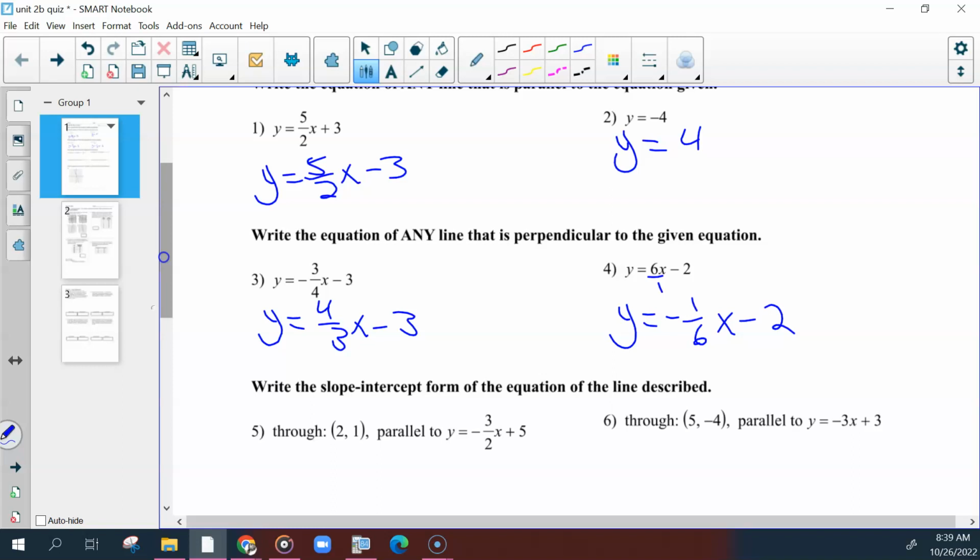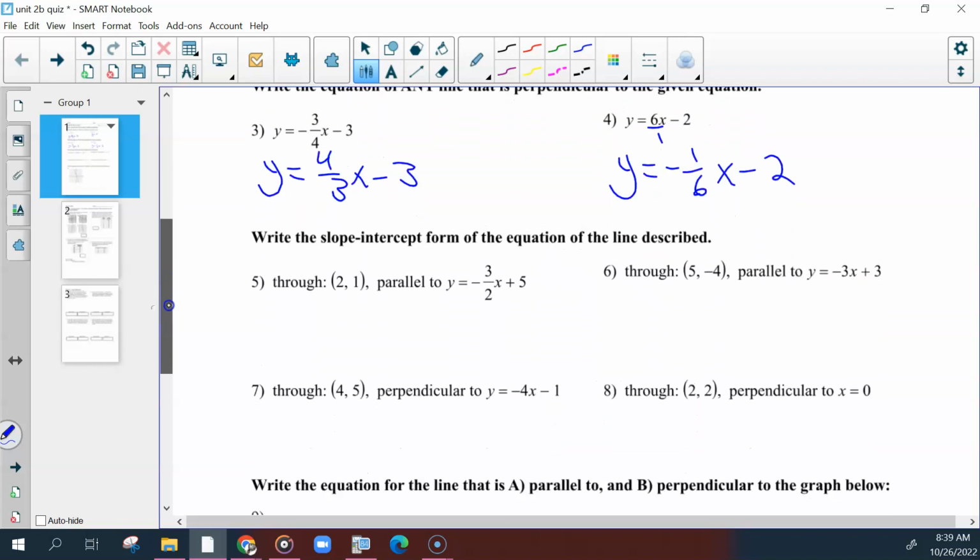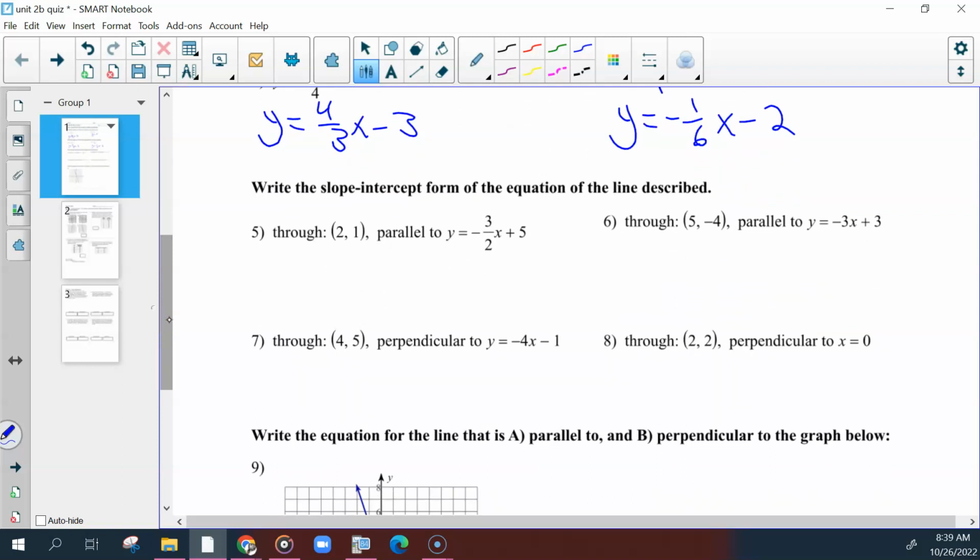So those were each worth 1 point. And then 5 through 8 were all worth 2 points, 1 for the work, 1 for the answer. For 5 and 6, these were parallel, so the slope would be the same. So we're going to ignore the y-intercept they gave us, use the slope they gave us and the point in our point slope formula. Y minus 1 equals -3 over 2 times x minus 2.